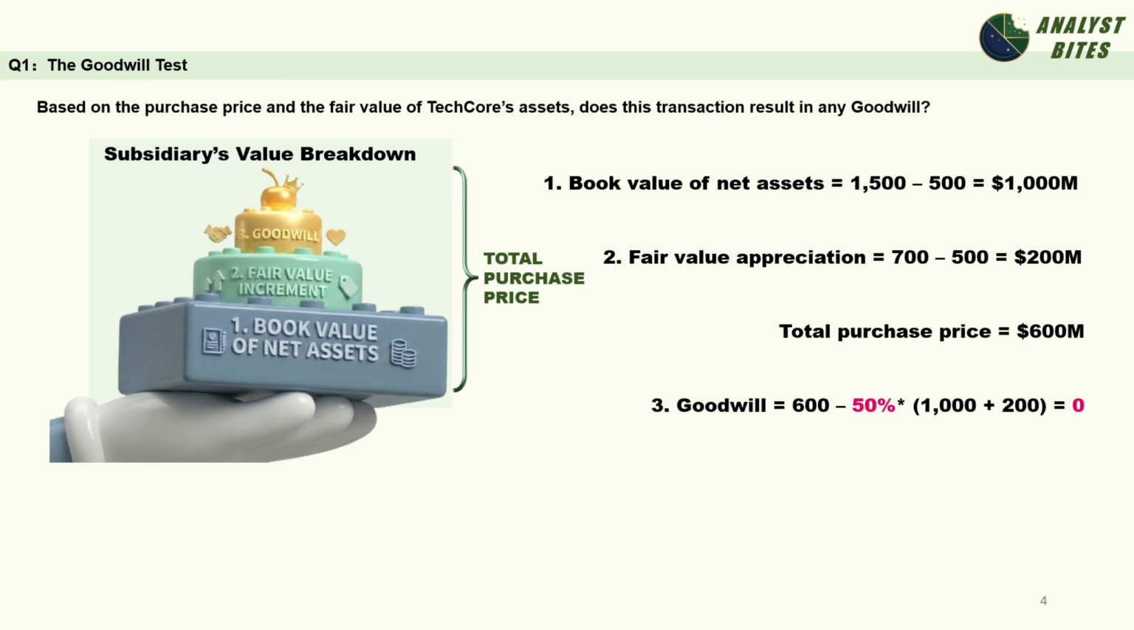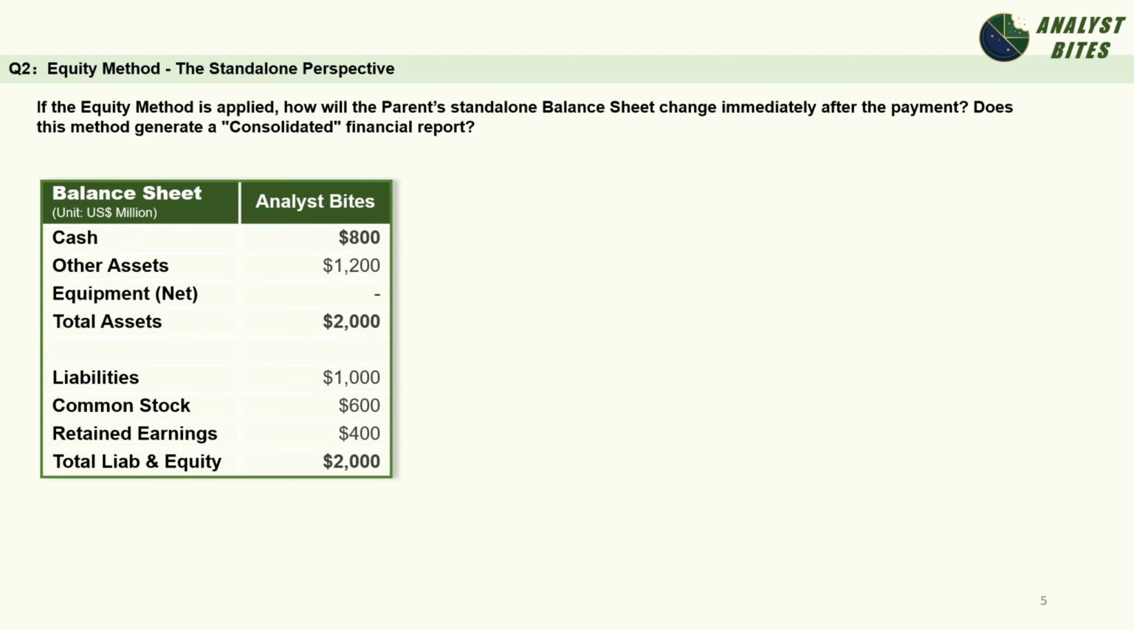In this case, we removed goodwill by design so you can see the most fundamental differences between the two methods without any extra accounting noise. The first question is done. Next, let's look at question 2.